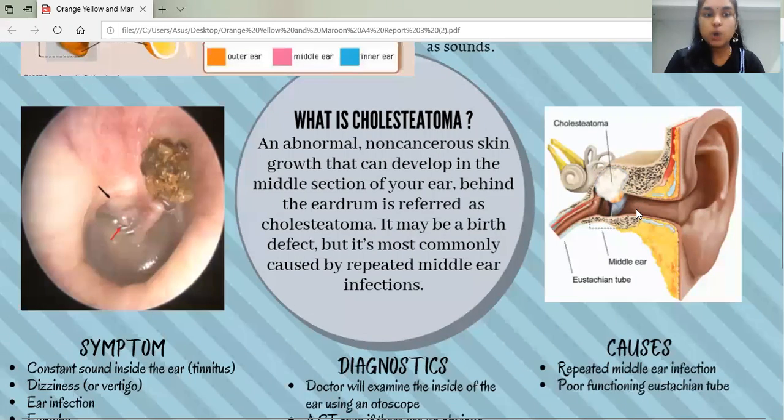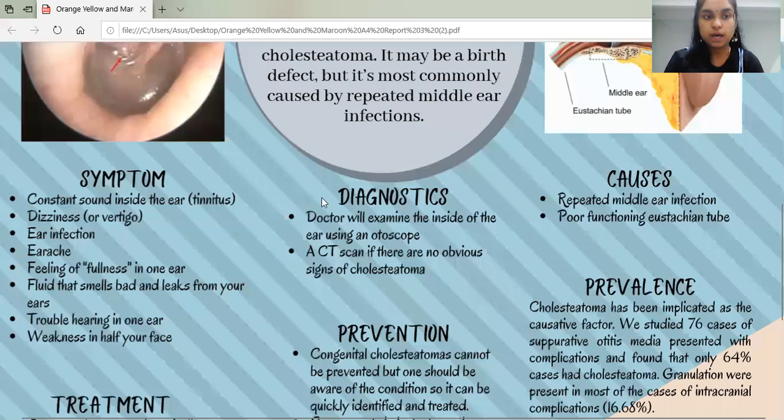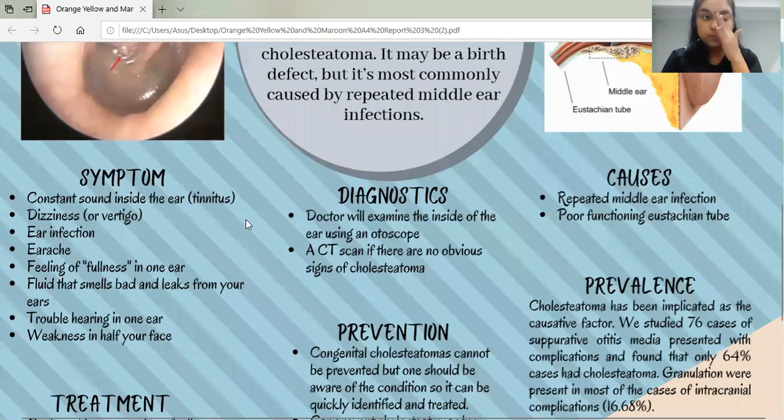Now let's look onto the symptoms of cholesteatoma. How to know whether you have cholesteatoma? If you have cholesteatoma, you hear a constant sound inside the ear. Dizziness or vertigo. People with cholesteatoma might be having ear infection, earache, feeling of fullness in one ear, fluid that smells bad and leaks from your ears, trouble hearing with one ear, and weakness in half of your face.